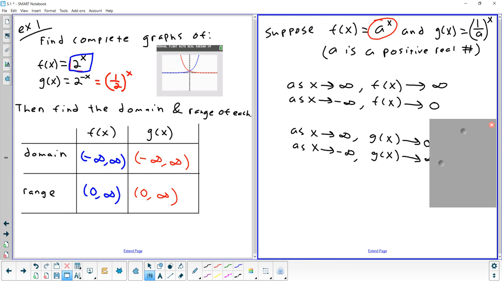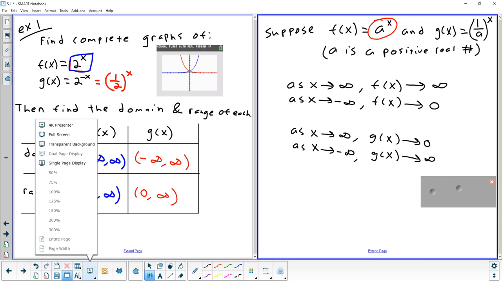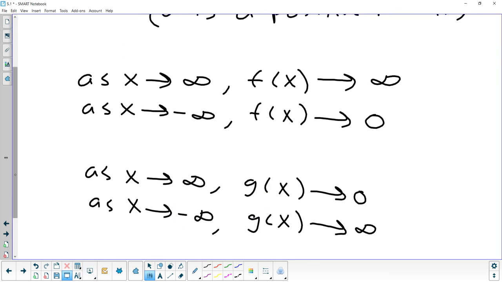Now, let's look at a fraction with a positive number in the bottom, like 1 half, 1 third, 1 fifth, anything like that. So now, as x approaches infinity in the red graph, it's coming down towards the axis, and it's approaching 0. As you head towards negative infinity in a decay graph, which is represented by a fraction, your graph starts to curve up without any limit. So that's also infinity. So that summarizes what happens in general for an exponential growth and decay graph. Questions on those four?